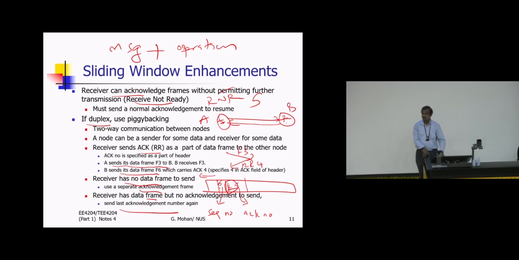So these are all possible variations or enhancements. We can also come up with some new variations, okay, which would work well. That's fine. Any doubt?